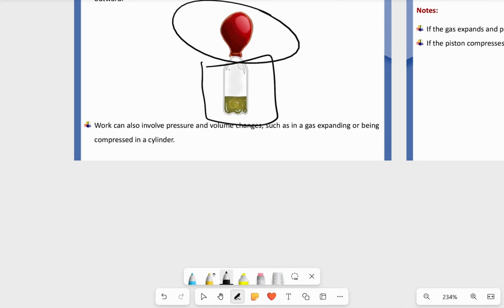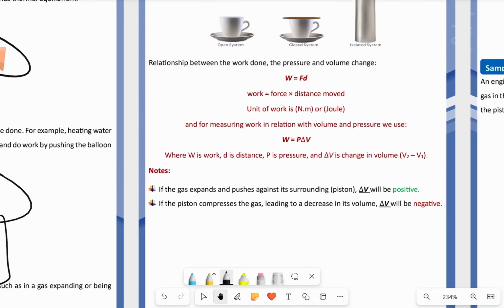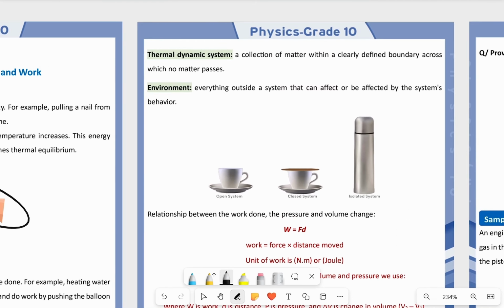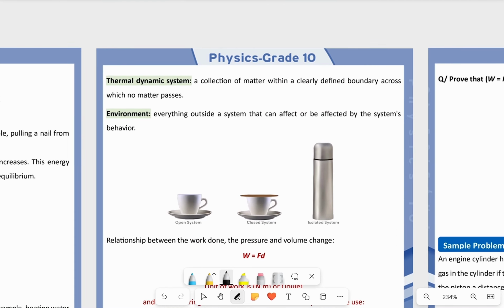Work can also involve pressure and volume change, for instance, expanding or compressing a gas in a cylinder. We're going to talk about this one in a minute. But before that, we have two things: thermodynamic systems and environment. A thermodynamic system can be anything. For example, a fridge is a system because it removes heat from the substances and takes it outside. And we can study heat, work, and internal energy in this fridge. So this is basically a system.